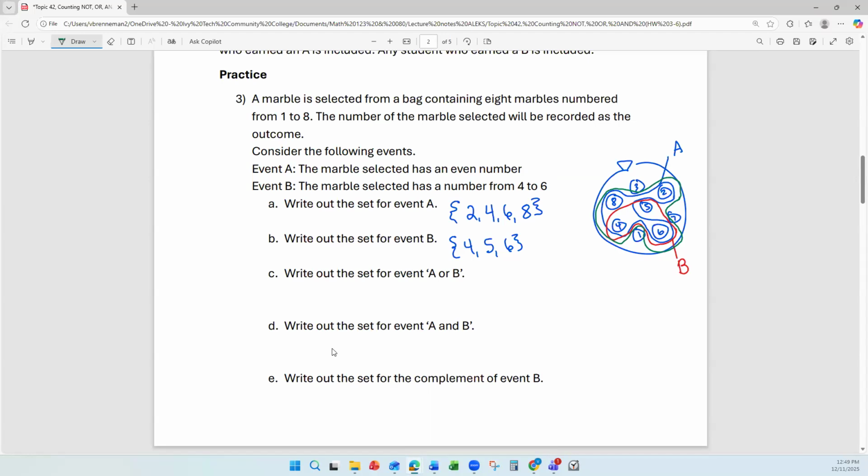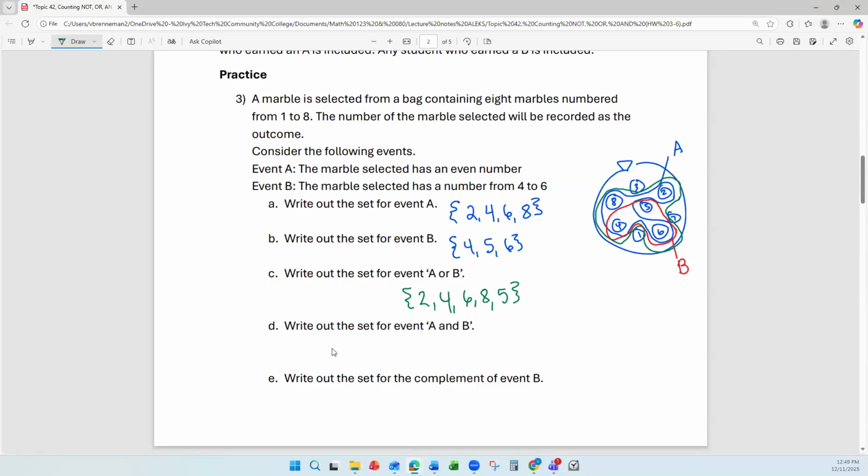But we're looking at, is this individual marble in A? Then it's included. Is it in B? Then it's included. Is it in both? That's fine. It's still included. It's everything in A. So we could write the 2, 4, 6, 8, and then look at B and say, well, 4 is already covered. We need 5 also. 6 is already covered.